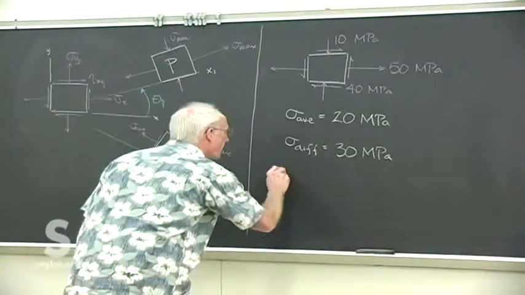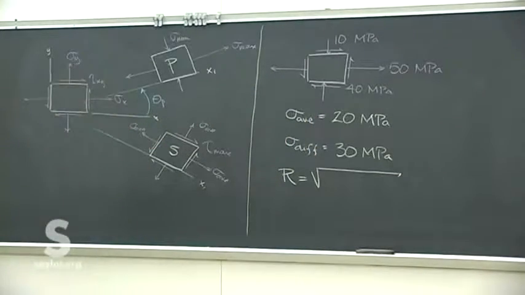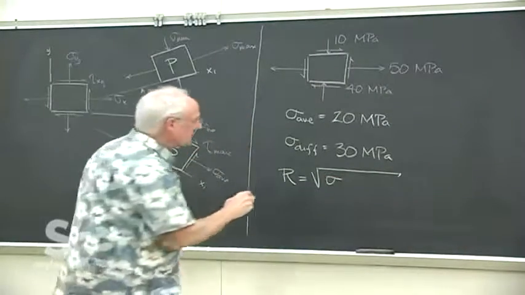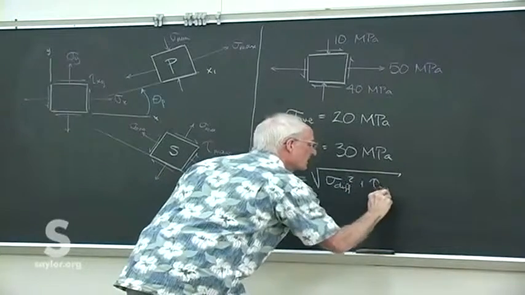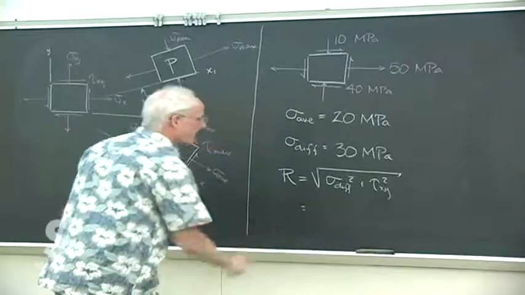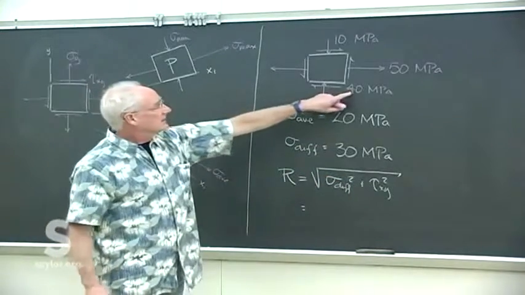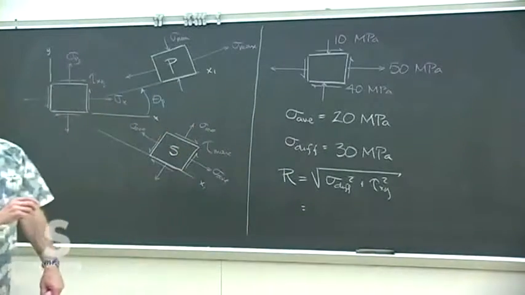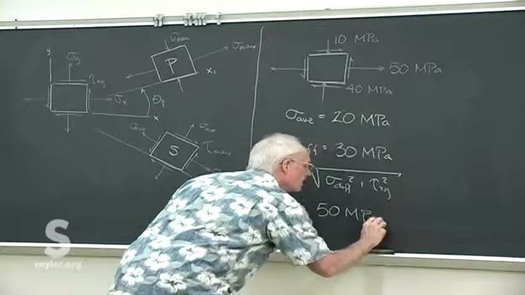And then R, which is the radius, is the square root of sigma diff squared plus tau xy squared. So we've got that's 30 squared plus 40 squared added, square root. 60? Should be 50. 50, yes. Yeah, 50. So now we can sketch out the circle.